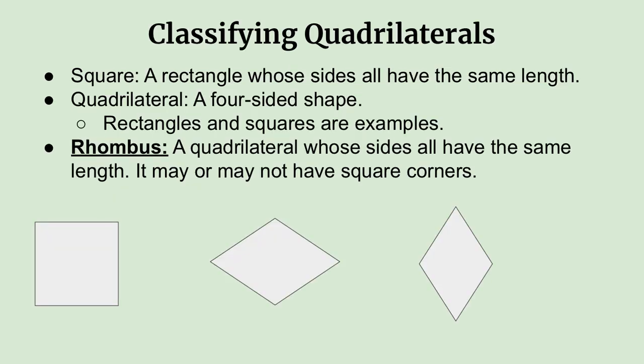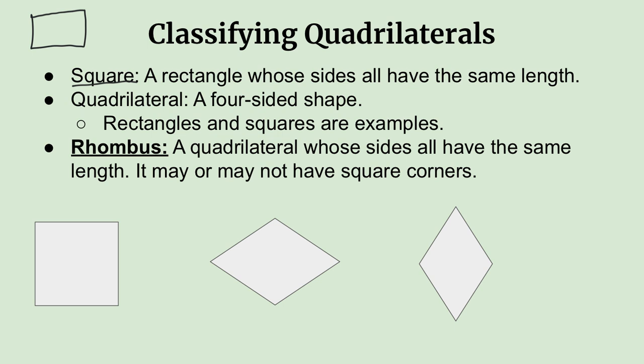A couple of vocab words that are going to be good to have in your notes. So square, we've already talked about. That's something we should be comfortable with. It's a rectangle. So a rectangle is just a 4-sided shape where opposite sides are equal. A rectangle whose sides all have the same length would be a square.